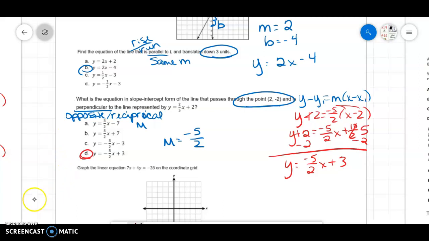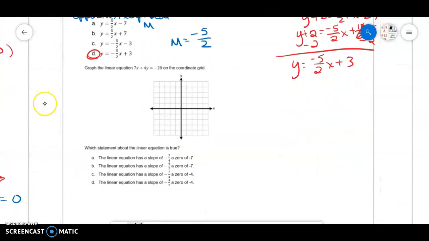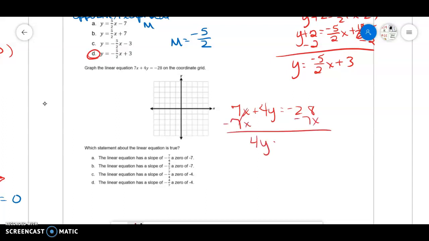Okay? And then here, a lot of you did really, really well here at manipulating your equation. So you were able to go through and you were able to subtract your 7x, y equals -7x minus 28. And then you divided everything by 4. So you were able to see that the slope is in fact -7/4.